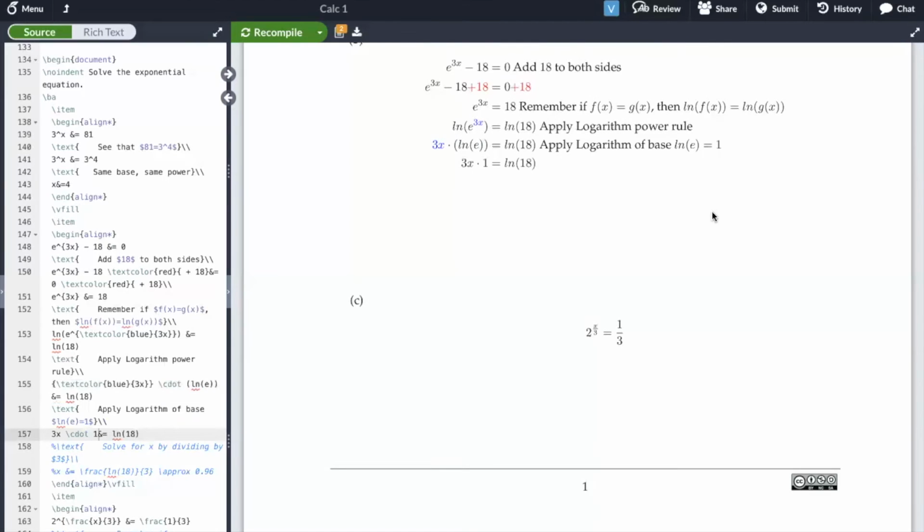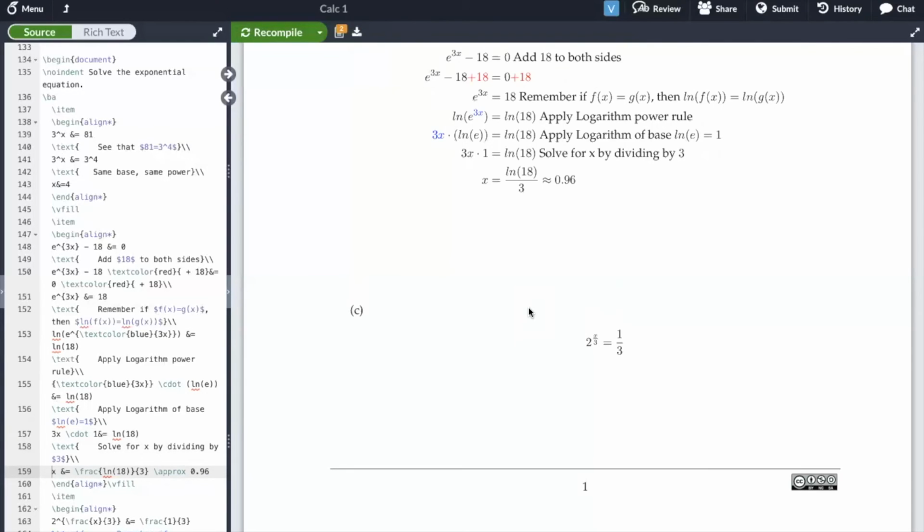From the base rule. So from here, the only thing that we need to do is to solve for x by dividing both sides by 3. And our solution will be x is equal to natural log of 18, the whole thing divided by 3, which if you plug it into your calculator is approximately 0.96. So that was about part B. Let's go and see what we can do about part C.